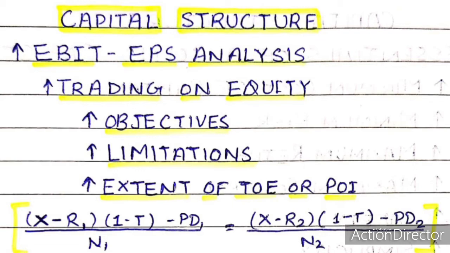And lastly, concentration of voting power. In case of policy of trading on thin equity, equity shares are taken by the promoters themselves or issued to their friends and relatives so that the voting power may concentrate in the hands of a small group and control of business may remain in their hands.